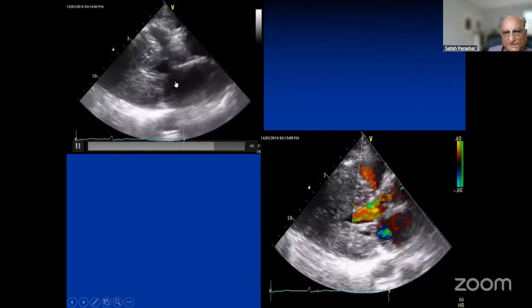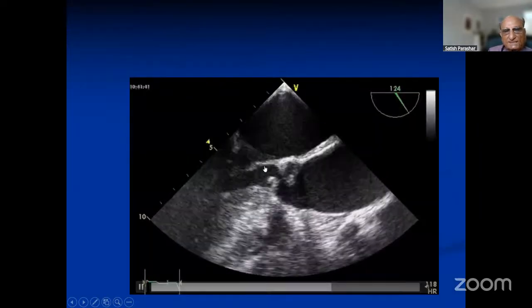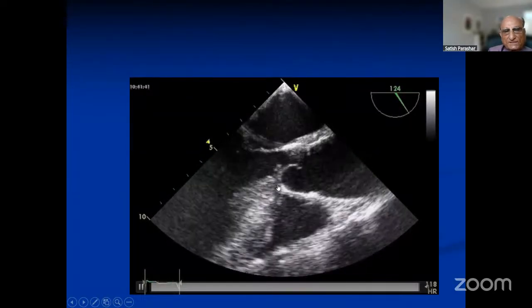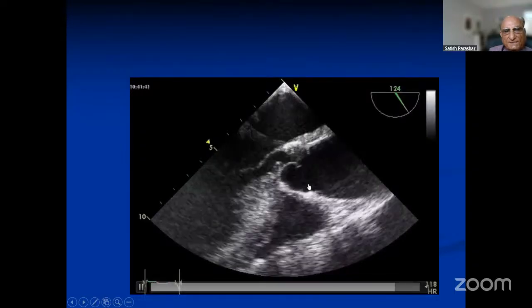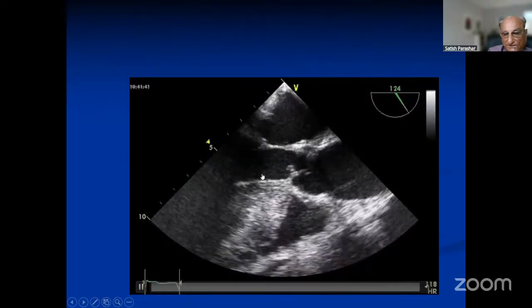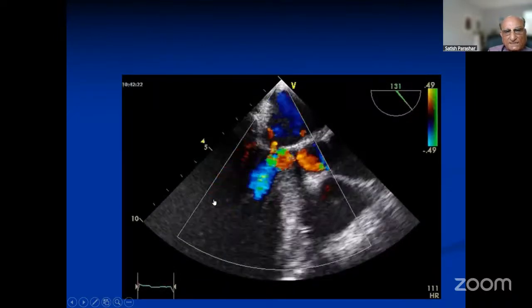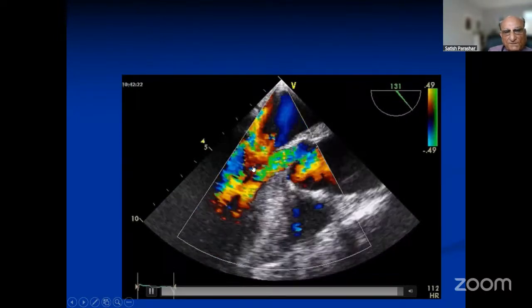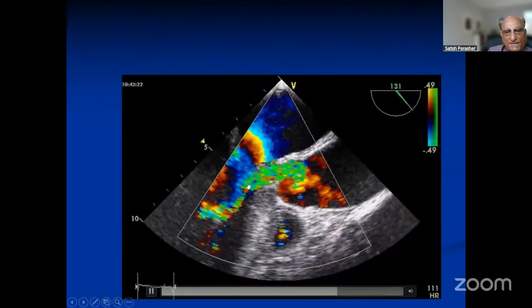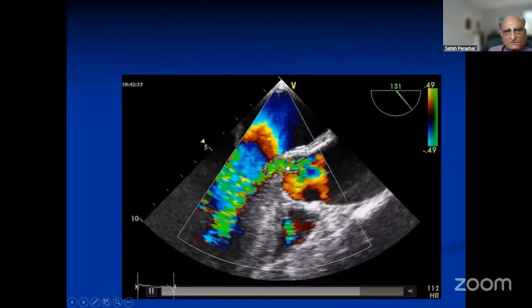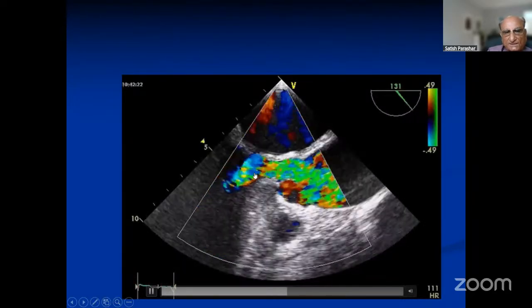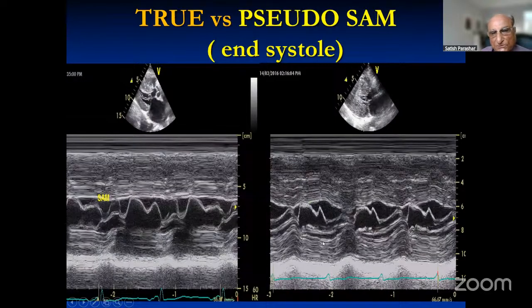And here you see on a transesophageal echo there was a subaortic membrane here, and this was also suggested on a 2D echo. There was a turbulence starting much lower than the valve, and this led to the diagnosis of a subaortic stenosis. And this is the pseudo SAM, which is characteristic of these cases.